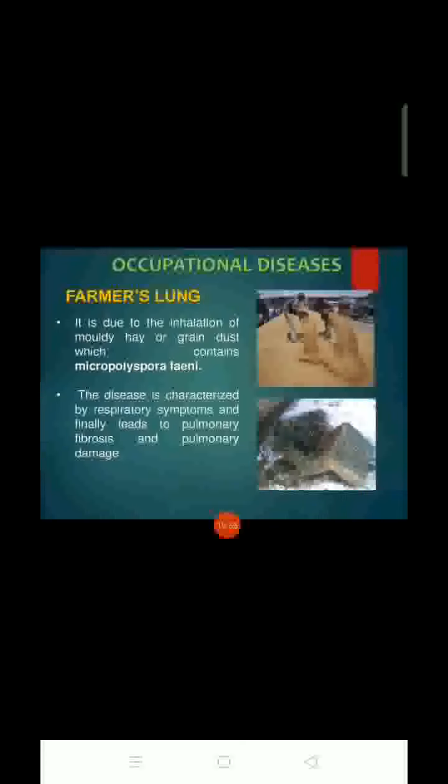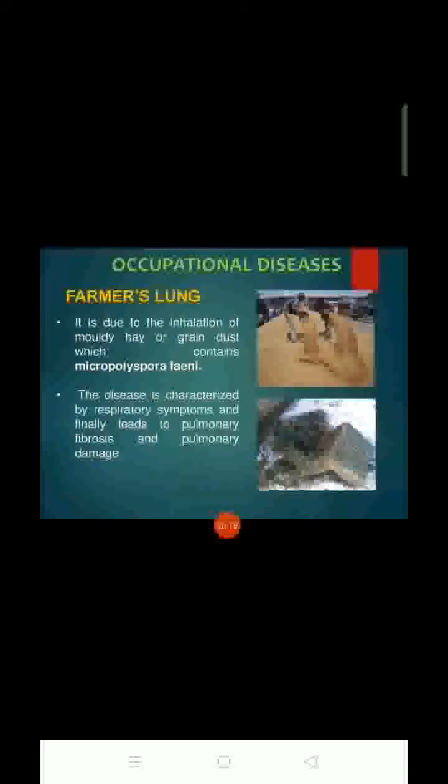Next is farmer's lung. It is due to the inhalation of moldy hay or grain dust which contains Micropolyspora faeni. In this, it is happening because of inhalation of this kind of dust. The disease is characterized by respiratory symptoms and finally leads to pulmonary fibrosis and pulmonary damage.